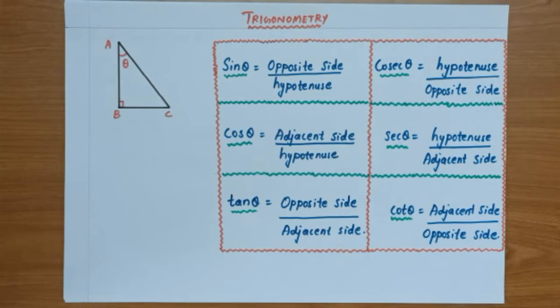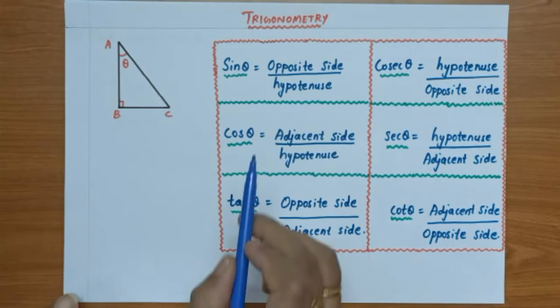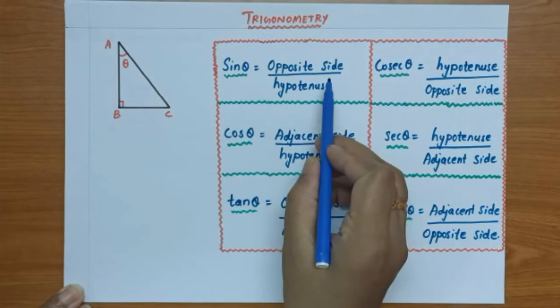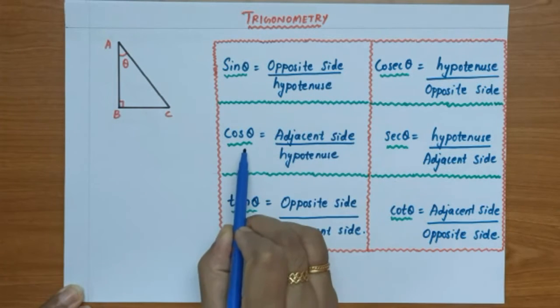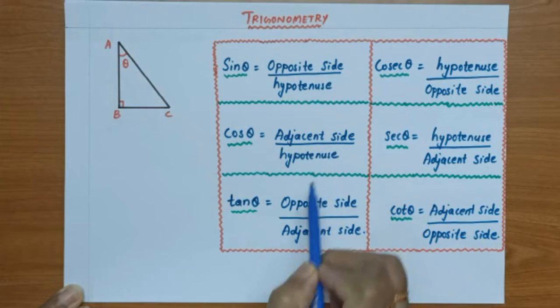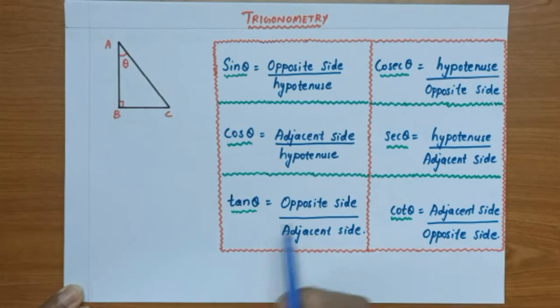Today we are going to learn the problems using trigonometric ratios. We have already learned about trigonometric ratios from last class. That are sin theta equal to opposite side by hypotenuse, cos theta equal to adjacent side by hypotenuse, tan theta equal to opposite side by adjacent side.